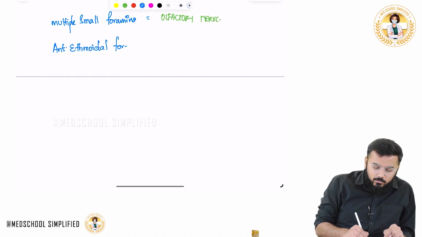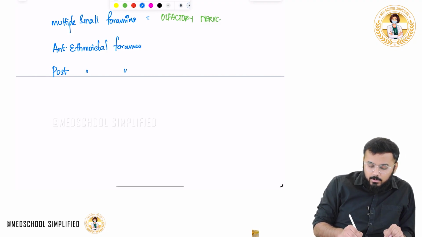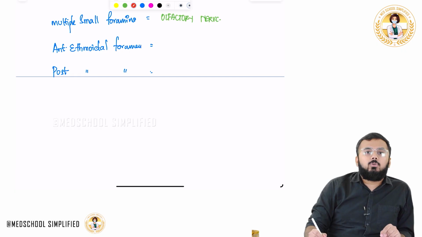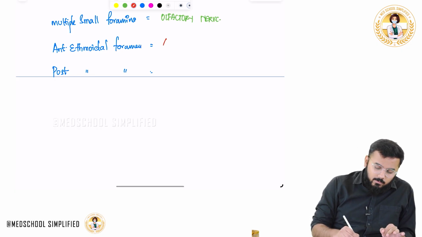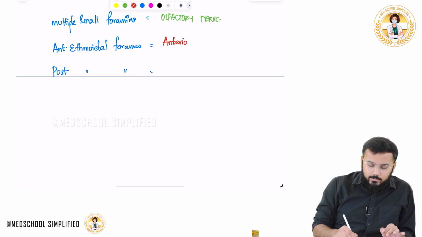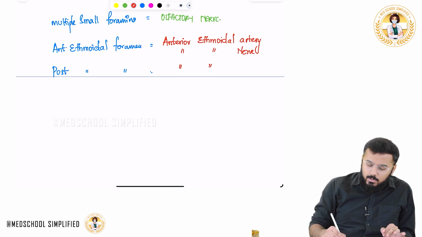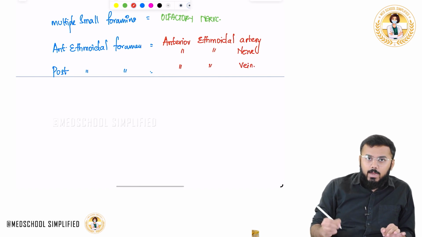In the same way, there are structures that should come out of the anterior ethmoidal foramen, and structures that come out of the posterior ethmoidal foramen. So what are the structures? The structures which come out of the anterior ethmoidal foramen are the anterior ethmoidal artery, anterior ethmoidal nerve, and anterior ethmoidal vein. Okay, three things that are coming.